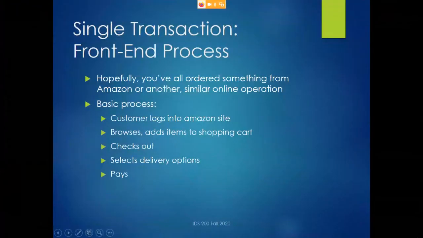All right, so we divide Amazon's transaction process into the front end and the back end portions. Hopefully you've all ordered something from Amazon or some other similar online operation, so you know the basic process. The customer logs into the Amazon site, browses around, adds some items to the shopping cart. Eventually you check out, then you select your delivery options, and finally you pay, right? That's all the stuff that the customer sees.